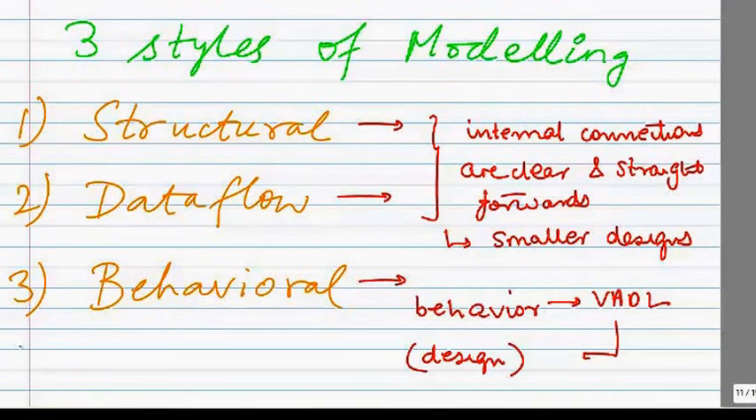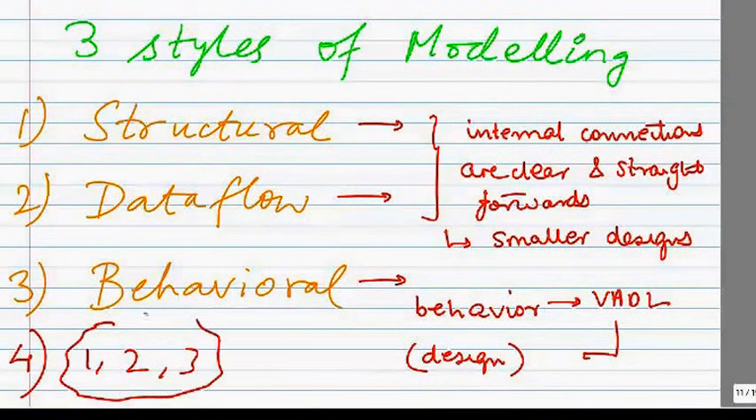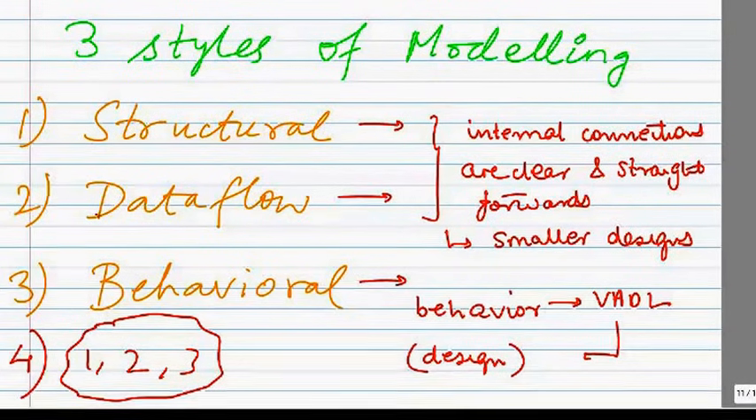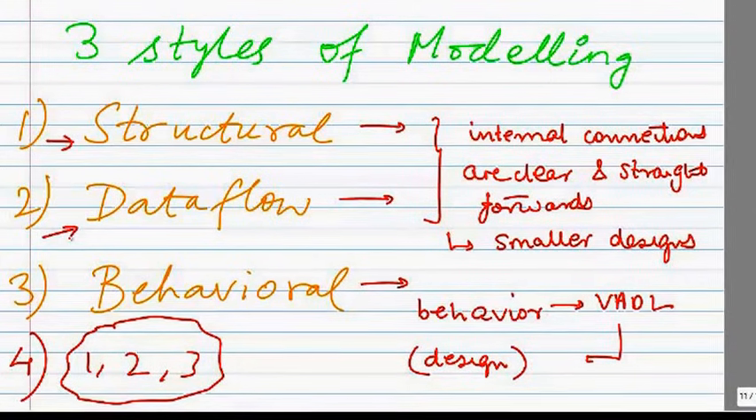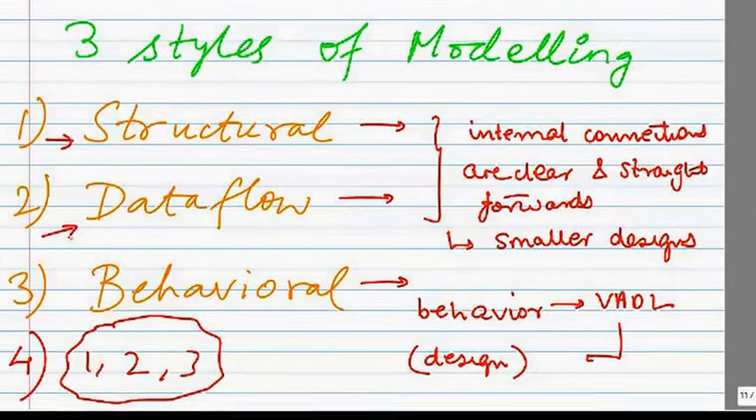But as a student, you will understand that you will use a combination of 1, 2 and 3, which is the most commonly used combination. You would build bigger designs using behavioral, connect them using structural and data flow. And as part of this course, we'll be looking at all 3 examples. For now, let's look at the half adder using the structural and data flow.